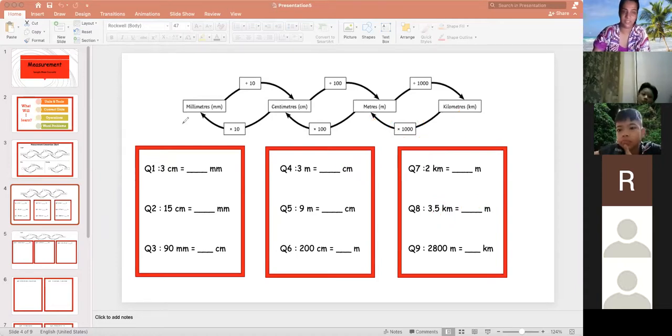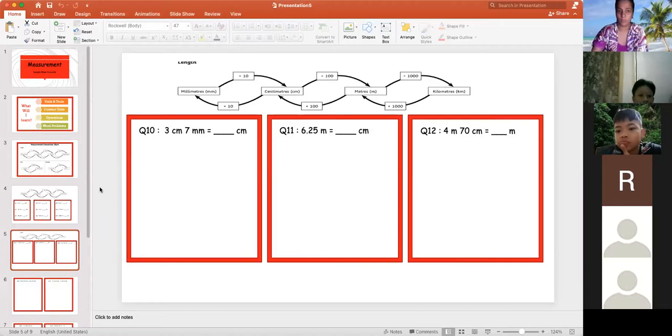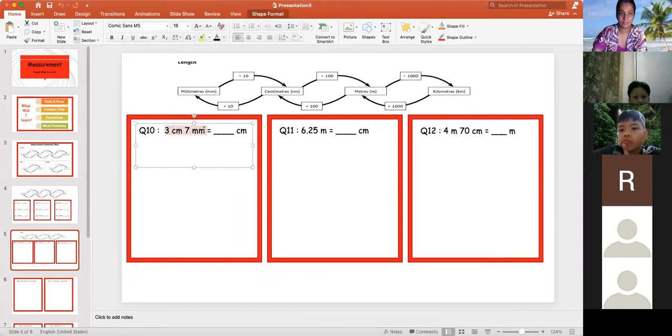Okay, now you know this is basic conversion. We're going to go on to convert a bit more. What about if they give you 2 different units there and they ask you to find 1 unit? For example, 3 centimeters, 7 millimeter. How many centimeter is that?